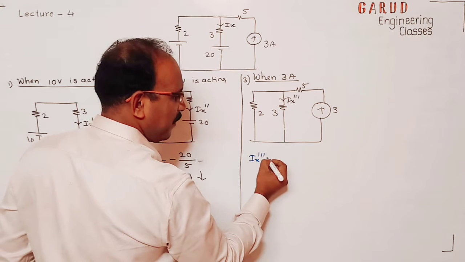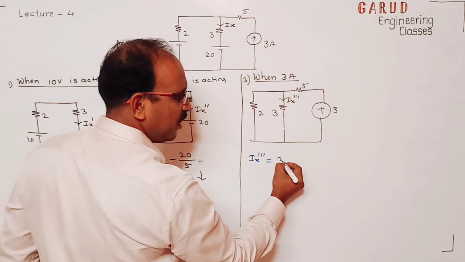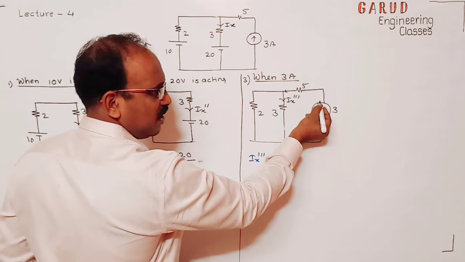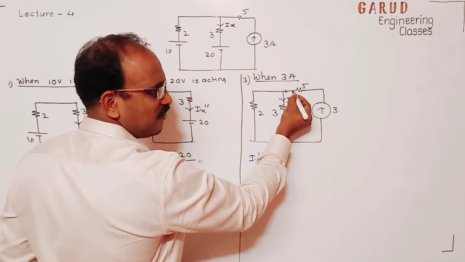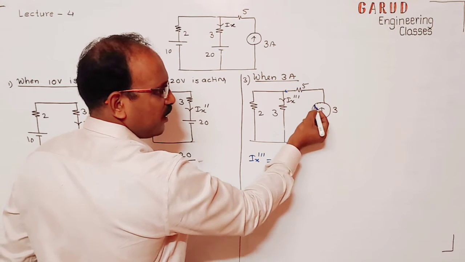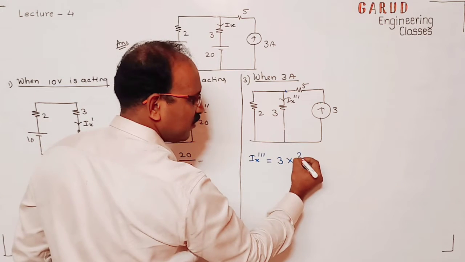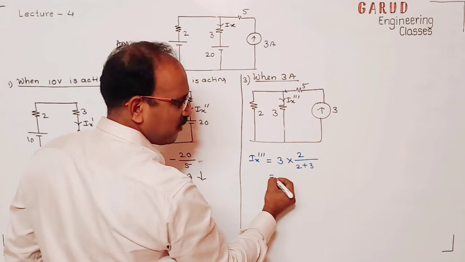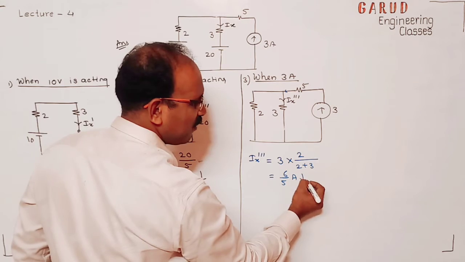So here what we can say, Ix triple dash equals to, see, current is flowing in downward direction. So incoming current till here, incoming is 3. This resistor will not affect the current because this is redundant, resistance in series with the current source. Okay? So this is 3 into opposite branch resistance 2 upon 2 plus 3. What is this? This is 6 by 5 ampere this way.